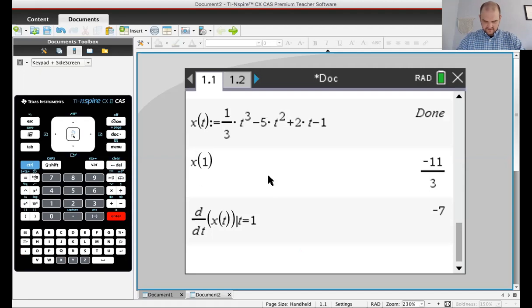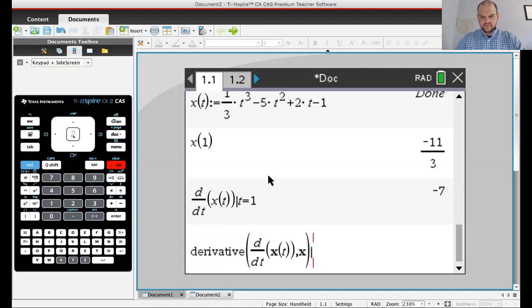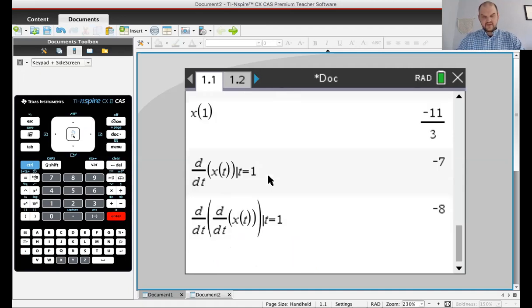I got -7, which I got. And then I need the second derivative. So I can do a super weird thing here. I can actually just do the derivative of the derivative. I don't recommend this. This is weird. Such that x equals 1. Oh, see that? Shouldn't have done it, t, such that t equals 1. I get -8, which is what I got.